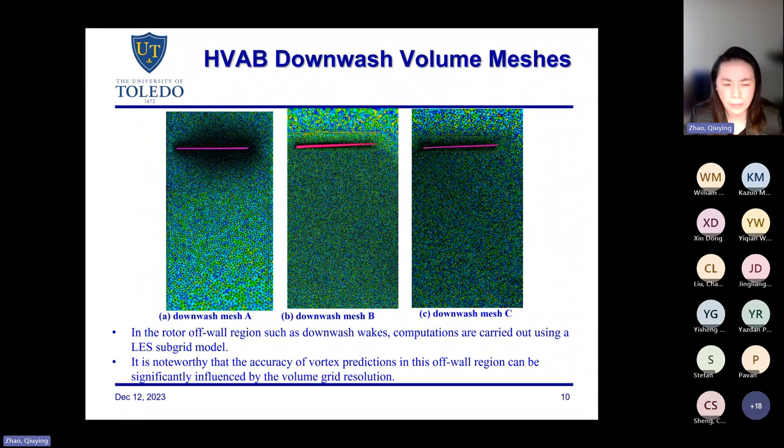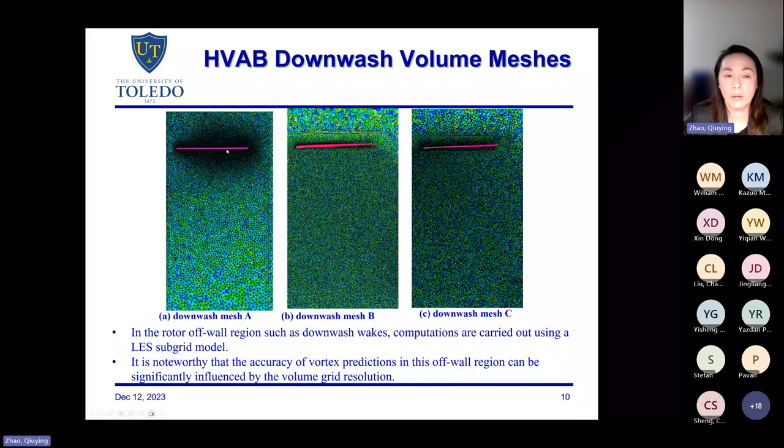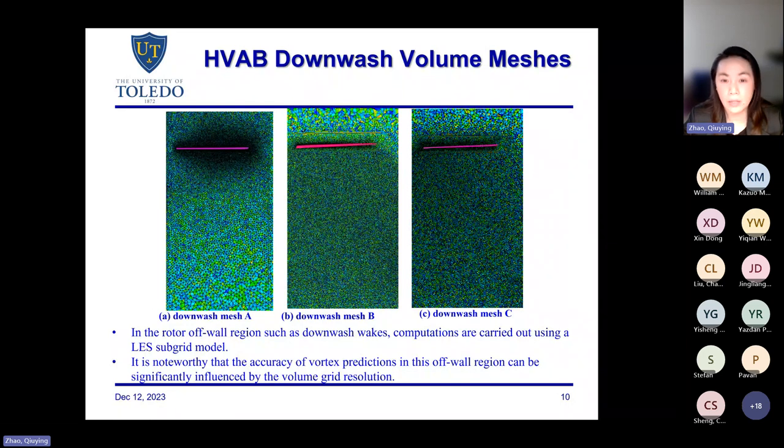So we can see mesh A, in the outward region, we can only see the immediate near-wall region below this viscous blade. Mesh A has a finer grid distribution than mesh B and mesh C. However, for the overall downward regions, mesh B and mesh C have a more refined volume grid than mesh A. Okay, mesh C has an even more refined volume grid.